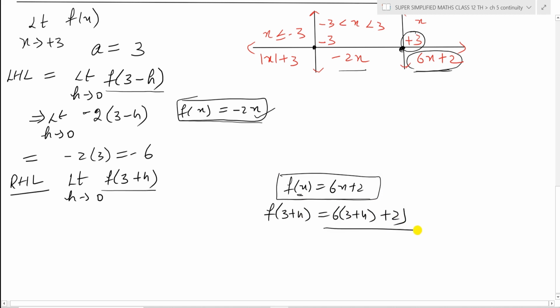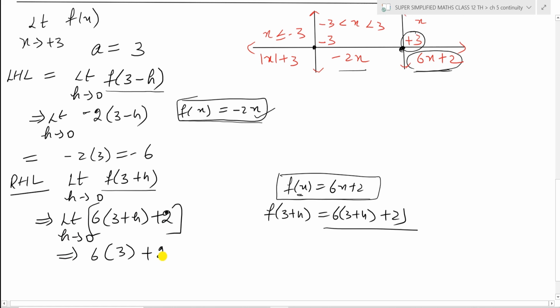So this is the value of f(3 plus h), which comes out to be limit h tends to 0 of 6 times (3 plus h) plus 2. Now we substitute h to be 0, so we get 6 into 3 plus 0, which is 3, plus 2, which comes out to be 20.